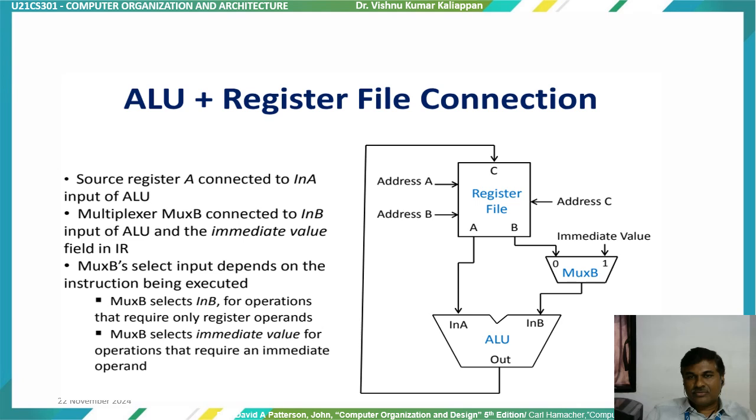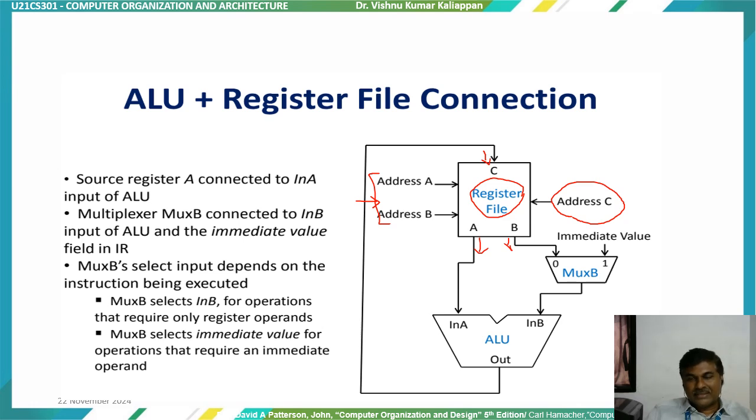So here is the register file. This register file has six kinds of connections. The first two are addresses A and B, and another one is address C. So you have three addresses A, B, C, and the outputs of this register file are A and B, and the other input is C.